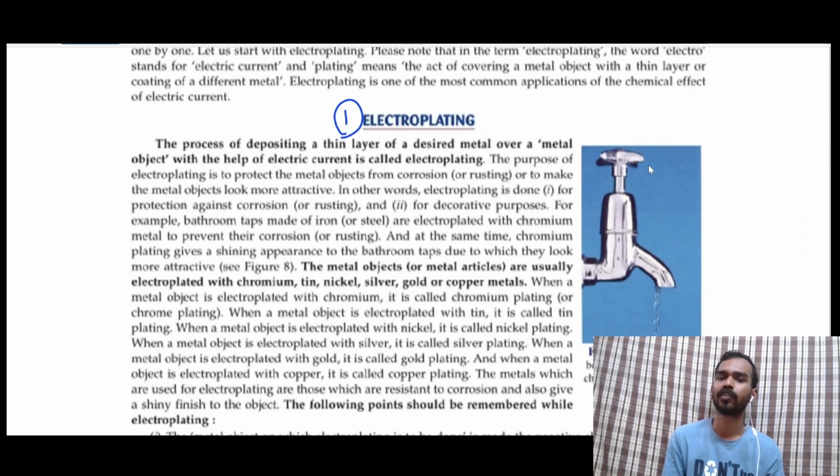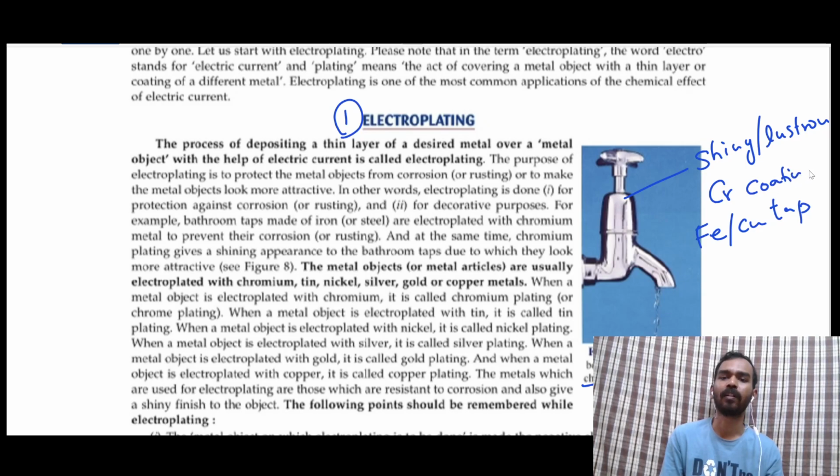So you can see this is very shiny, lustrous. Something has been deposited. That is chromium, Cr. Because this is an iron tap or copper tap, gold tap is there, but you have a chromium coating onto that one, which makes it shining. So how to deposit? You can deposit a thin layer of your desired metal, here chromium, onto any object, an old iron tap, by using current.